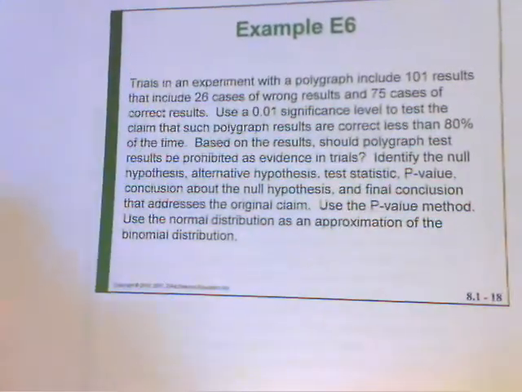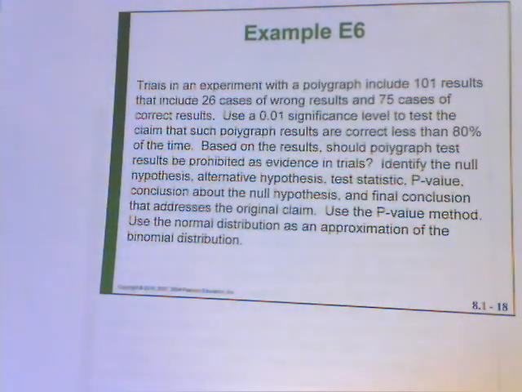All right, let's look at example E6 on your example sheet. Trials in an experiment with a polygraph include 101 results. That includes 26 cases of wrong results and 75 cases of correct results. Use a 0.01 significance level to test the claim that such polygraph results are correct less than 80% of the time. Based on the results, should polygraph test results be promoted as evidence in trials? Here you want to identify the null hypothesis, the alternative hypothesis, test statistic, p-value, conclusion about the null hypothesis, and the final conclusion that addresses the original claim. Use the p-value method and then use the normal distribution as an approximation of the binomial distribution.